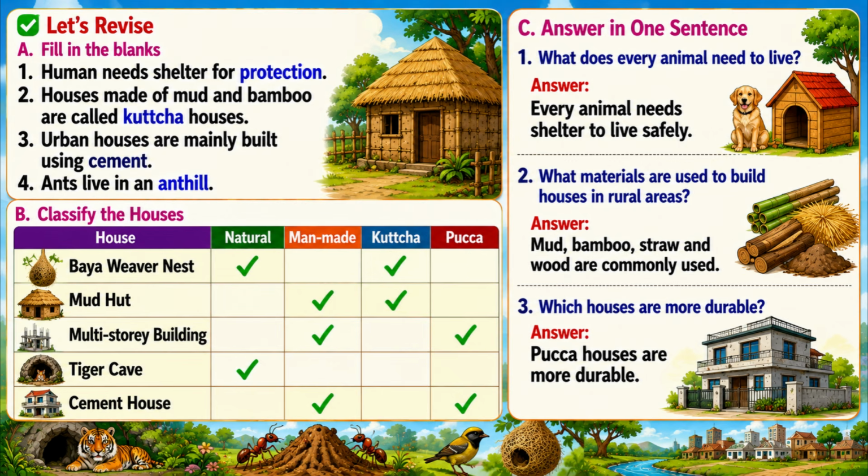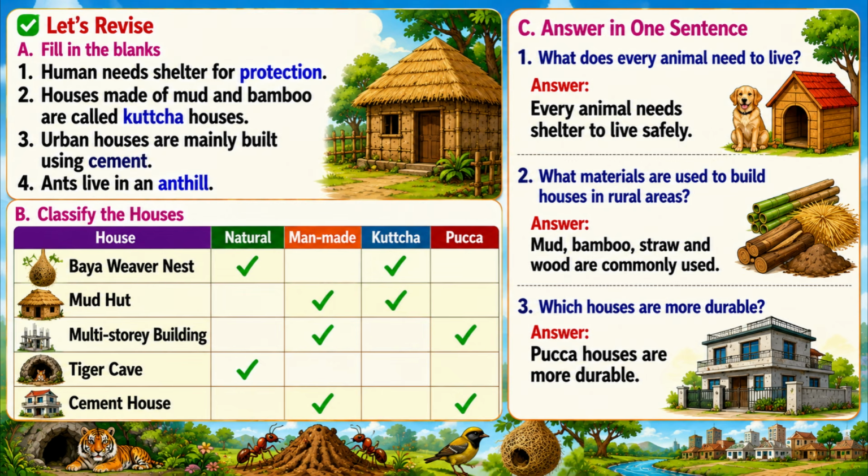Now, let us classify the houses. The buyer-weaver nest is a natural house. The mud hut is a man-made and kutcha house. The multi-story building is a man-made and pakka house. The tiger cave is a natural house. The cement house is a man-made and pakka house.